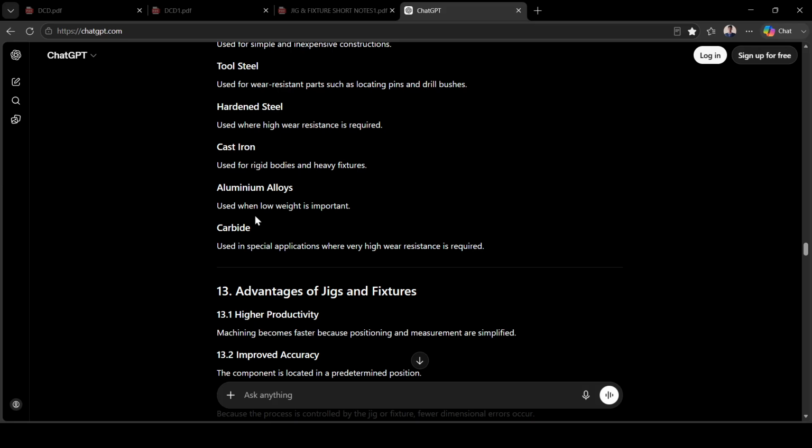Carbide is used in special applications where very high wear resistance is required.